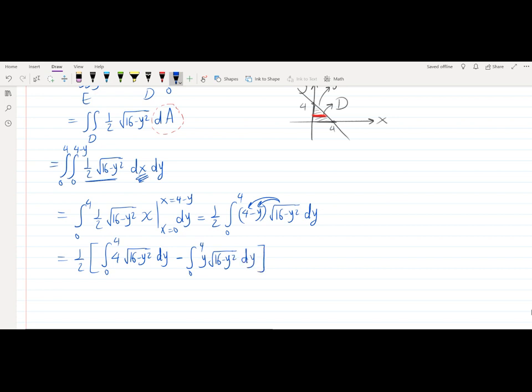How can we solve these integrations? This one is a too simple integral. It is the power rule.